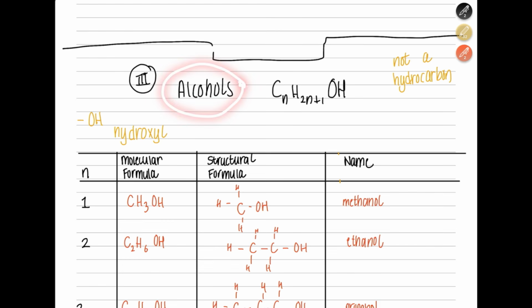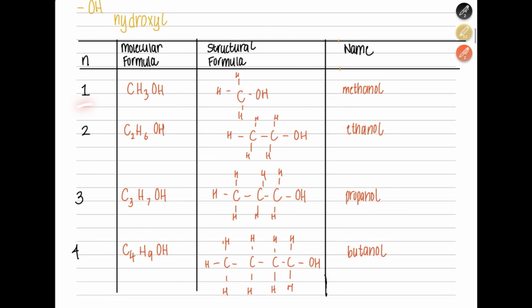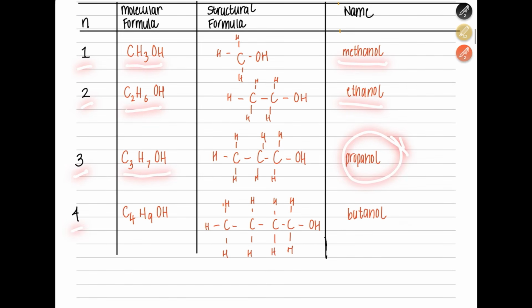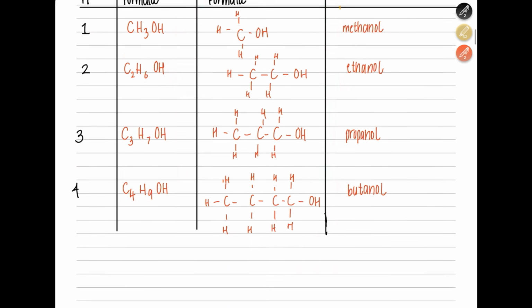Okay, now you have another category of organic compound. This is called alcohol, and alcohol is not a hydrocarbon because this is the general formula, CnH2n+1OH. You have a hydroxyl group in alcohol. If you have 1 carbon atom, it's called methanol, CH3OH. If you have 2 carbon atoms, it's called ethanol, C2H5OH. If you have 3 carbon atoms, it's called propanol, C3H7OH. And if you have 4 carbon atoms, it's known as butanol, C4H9OH. You can have a look at these structural formulas as well.